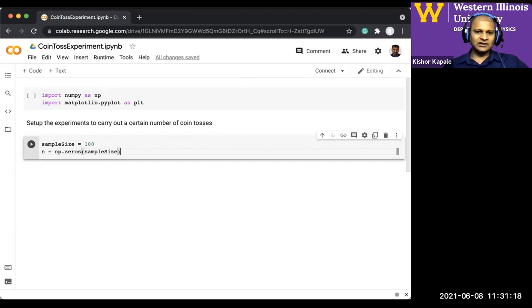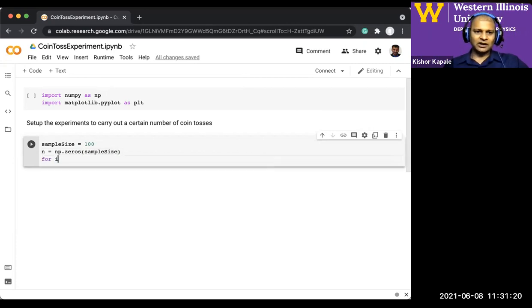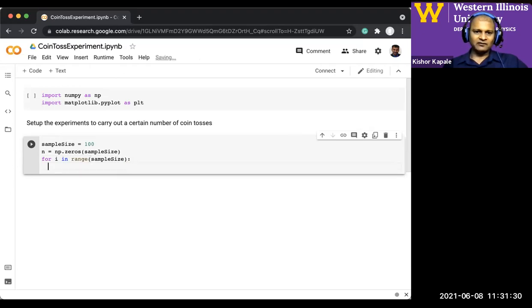Now let's carry out the experiment. So for i in range of sample size. That just tells it to carry out the experiment sample size number of times. And what do we do in the experiment? We save the result of the experiment. And what is the experiment? We want to generate a random number. NumPy has a random function.